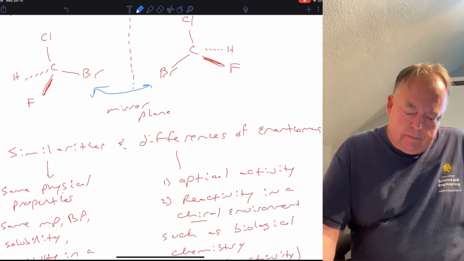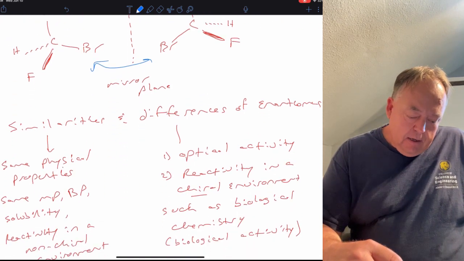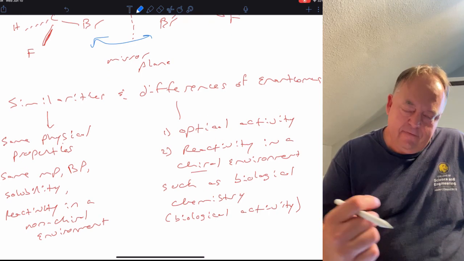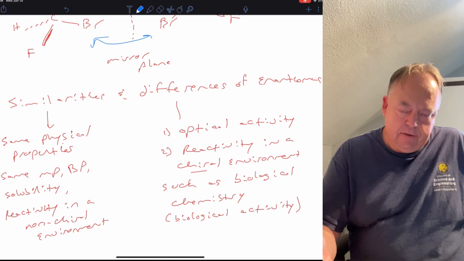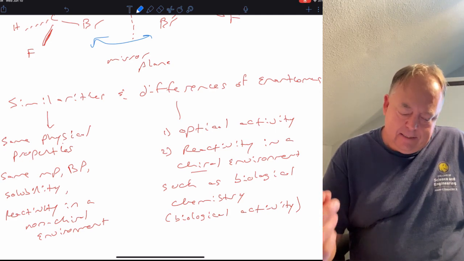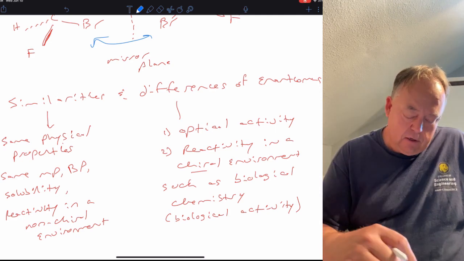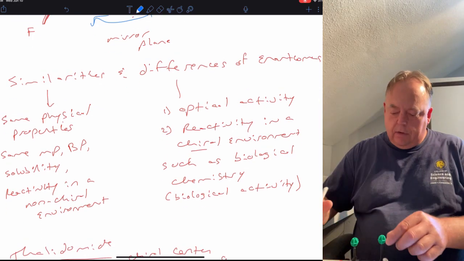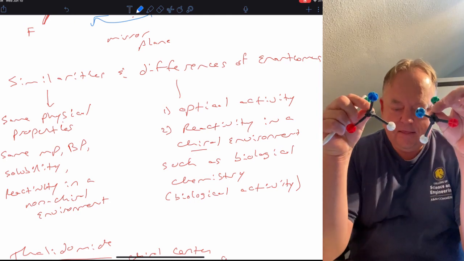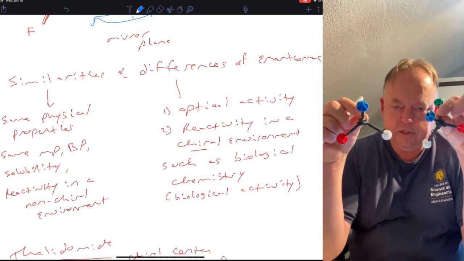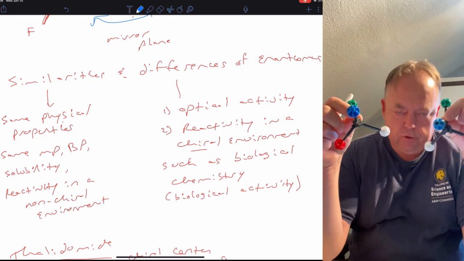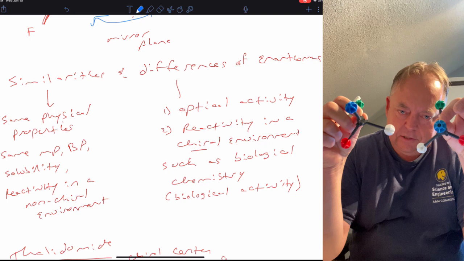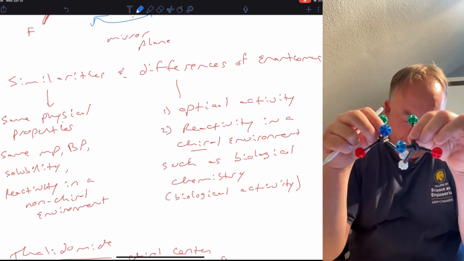Okay, so what are the similarities and differences in enantiomers? So the similarities are a lot. Enantiomers have the same physical properties, same melting point, same boiling point, same solubility in any solvent, which means they're very difficult to separate. So if you had these 2 molecules and you wanted to separate them, that is not easy to do. You can't do distillation because they have the same boiling point. You can't do crystallization because they have exactly the same solubility. There are ways to separate them, and we'll talk about those later.